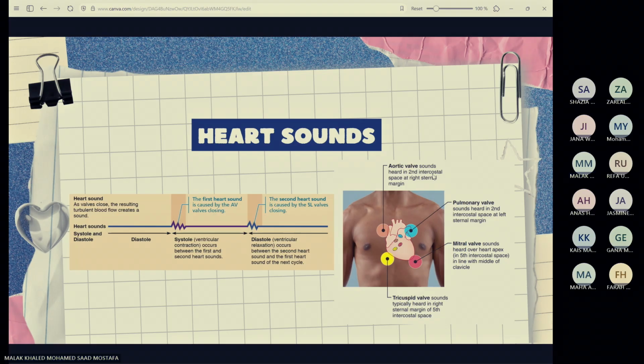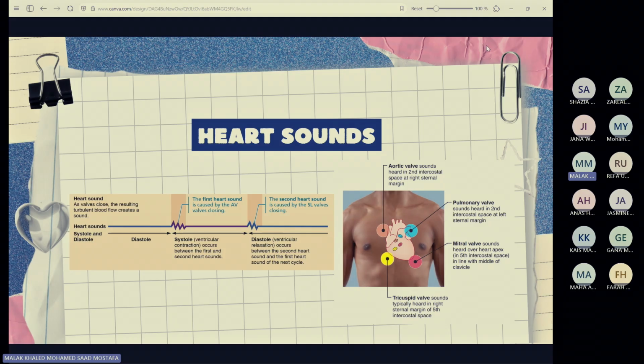And then the second sound during isovolumetric relaxation, when the blood is pumped out through the vessels, the blood kind of falls back a bit because of gravity, right? And it lands on the SL valves, making a sound again. So when the SL valves shut, you also get the second sound. What was the difference? The first one is louder and longer, and the second one is a bit shorter, and the sound is sharper. So the first one is resonant, and this one is sharp.